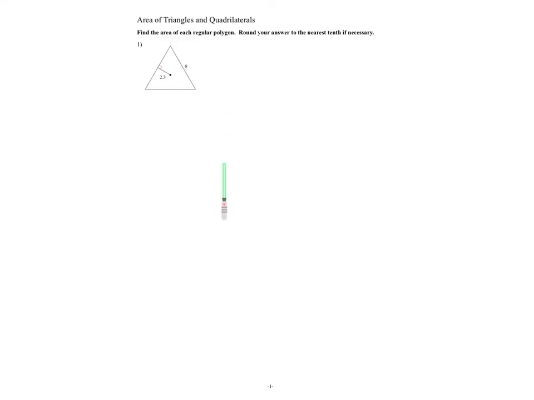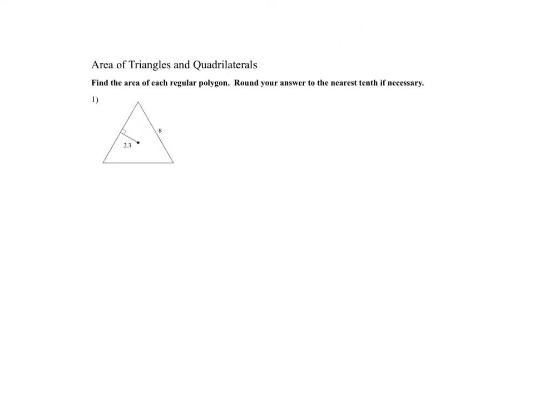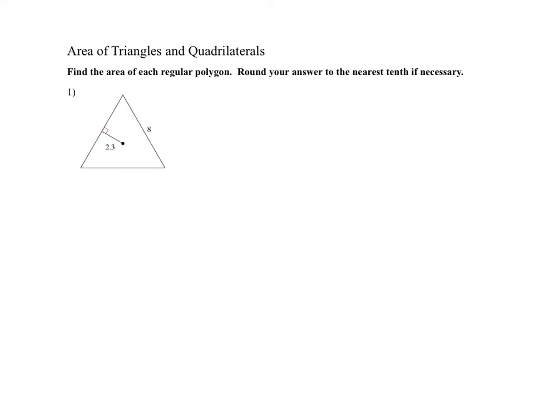Let's see the first one. So I want to find the area of each regular polygon. It's telling me right there that they are regular polygons. So that means that this is an equilateral triangle, right? So that means that all of its sides are 8, right? So 8 and 8. So my perimeter in this case is 8 plus 8 plus 8. So that means that it is 24.